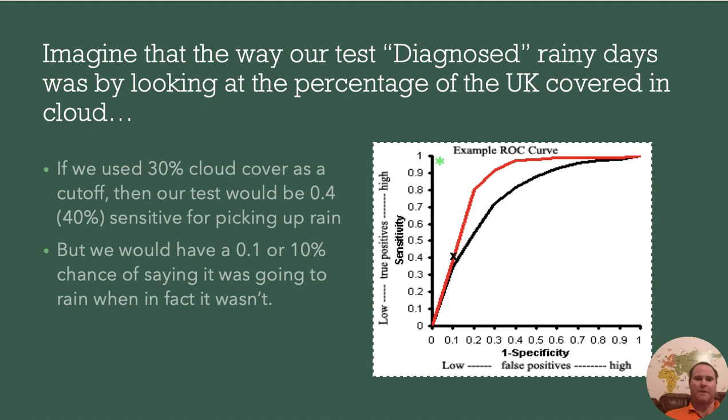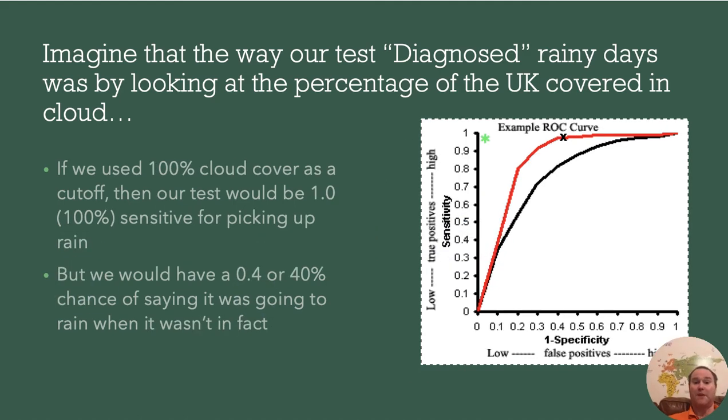And going back to our analogy, imagine the way that our test diagnosed rainy days was by looking at the percentage of the UK covered in cloud. And if we used 30% cloud cover as a cutoff, then our test would be about 0.4 or 40% sensitive for picking up rain, but we'd still have a 10% chance of saying it was going to rain when in fact it wasn't.